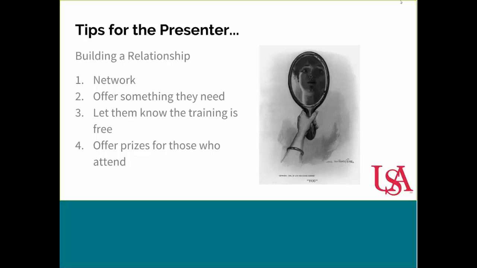Number two, offer something they need. With Mobile Public Library, one of my groups that I communicate with and do training with, they needed help with the census this past year. They wanted to have their librarians familiar with the U.S. Census. So I talked to them and I said, hey, I can teach your librarians about the U.S. Census, how to use it, because it's always changing. So I can bring in a class and inform you on how to use the census.